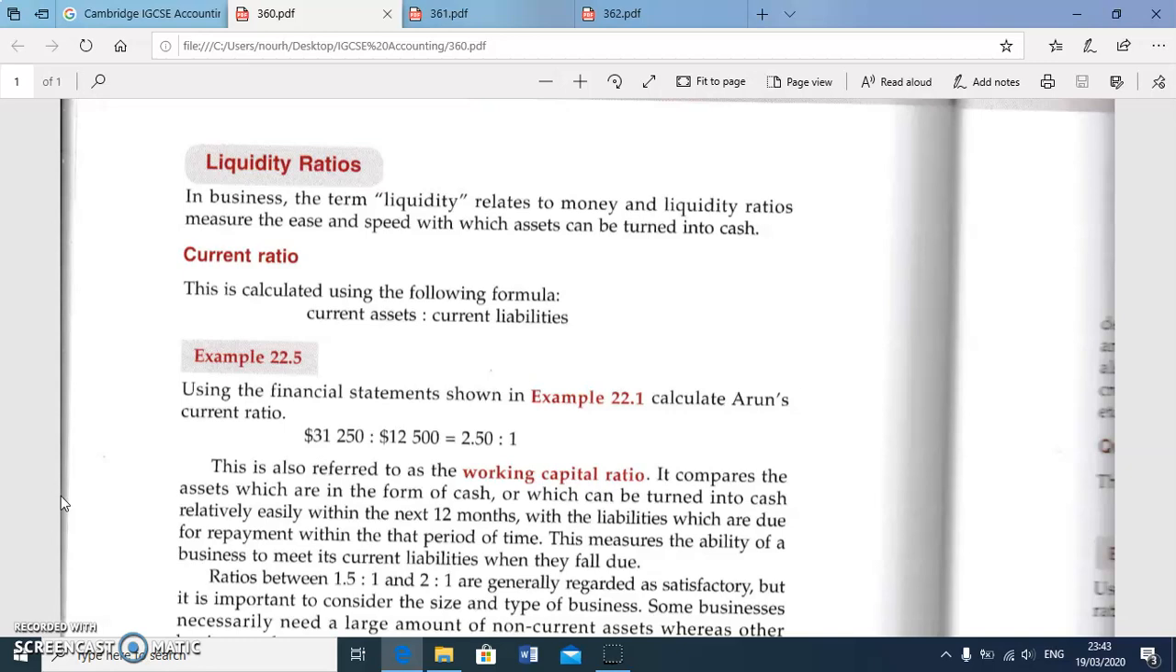The first type of liquidity ratio is the current ratio, and liquidity ratios measure the ability of the business to pay its short-term debts and its ability to convert its assets into cash in order to pay its current liabilities. So in order to calculate this first ratio, the current ratio, we are going to divide the current assets by the current liabilities. And of course, you know that both figures, the current assets and the current liabilities, you will find in the balance sheet.